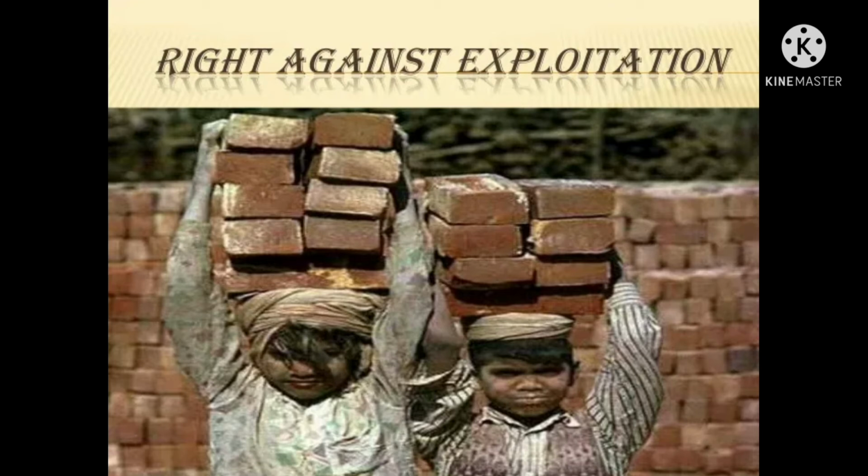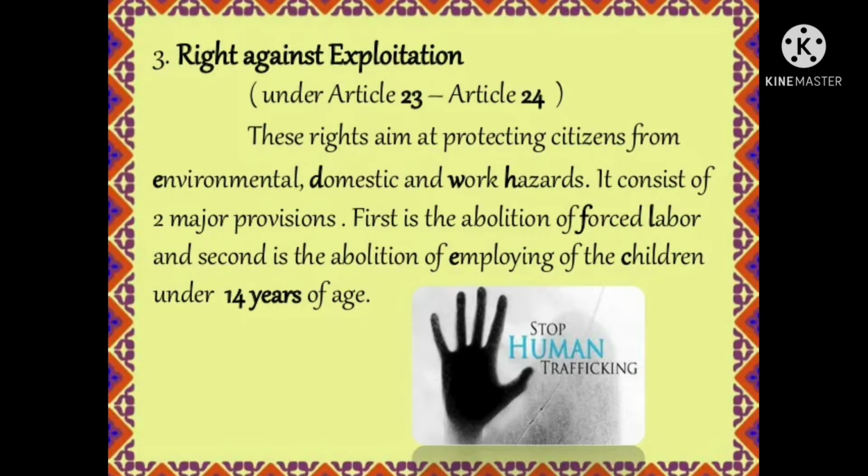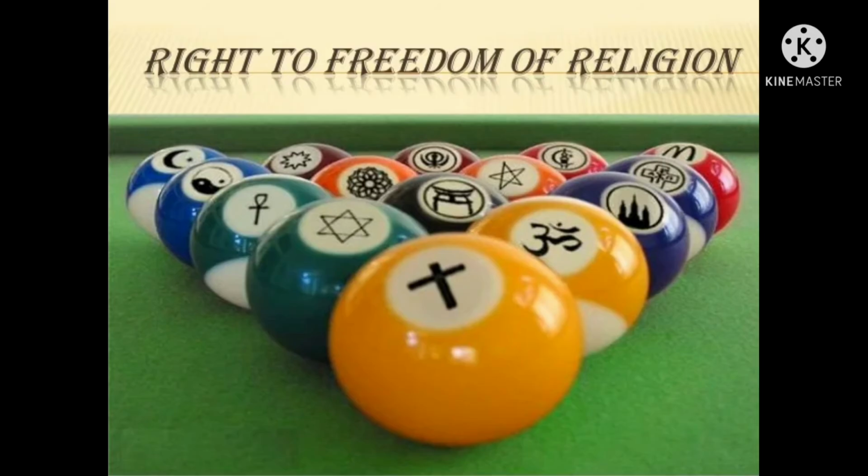Begging, the Devdasi system, the practice of sati, immoral activities and forced labor have been prohibited. The employment of children under 14 years of age in mining, industries and other dangerous occupation is punishable under this law. Moving on to the fourth, right to freedom of religion.